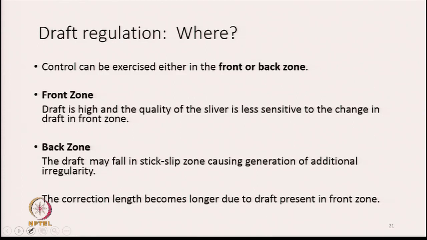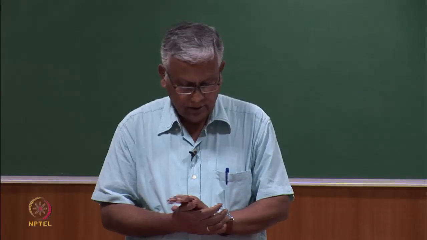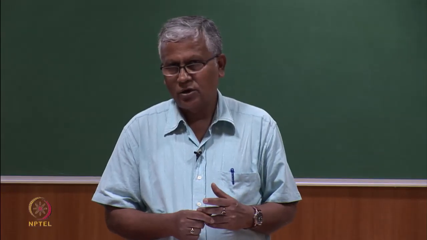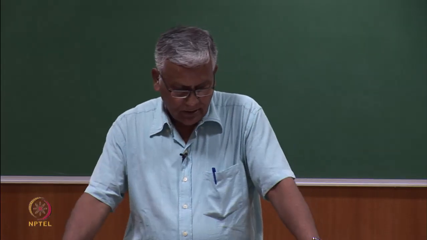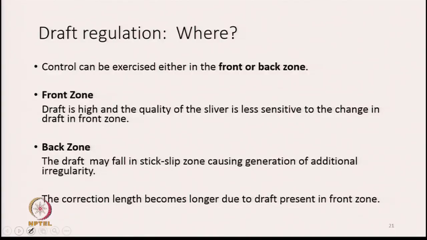So, control can be exercised either in the front or the back zone, as I said, both the options are there. Front zone draft is high generally. In the back zone, as we have seen on the draw frame, the draft could be around 1.3 to 1.7, or the front zone draft could be more than 5. So, draft is high in the front zone and the quality of the sliver is less sensitive to the change in draft in the front zone.